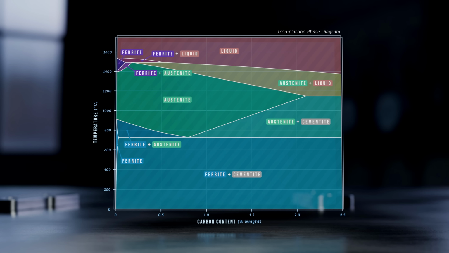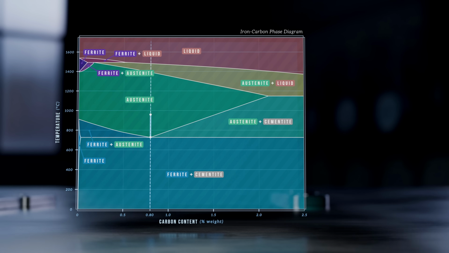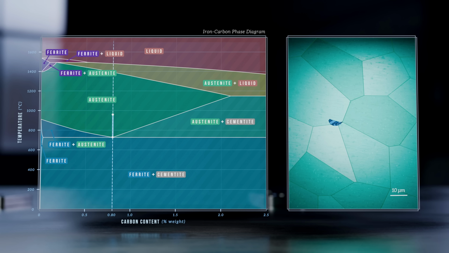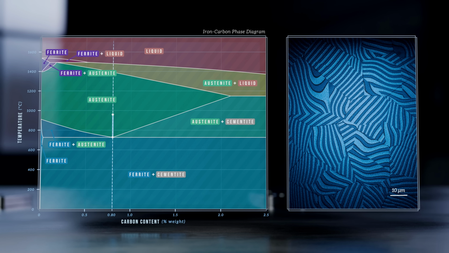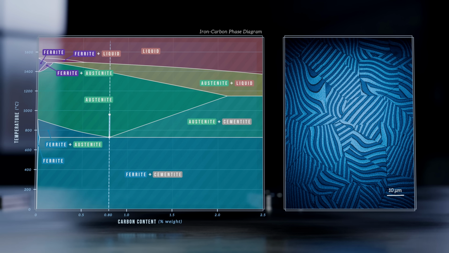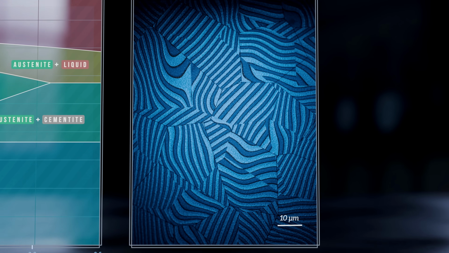For an alloy containing 0.8% carbon, the structure remains austenite while cooling until it reaches 723 degrees. At this temperature, the austenite undergoes a transformation from an FCC to a BCC structure, and the excess carbon the new BCC structure can't contain combines with iron atoms to form cementite. These two phases form a distinctive microstructure, consisting of alternating layers of ferrite and cementite, which is called pearlite.